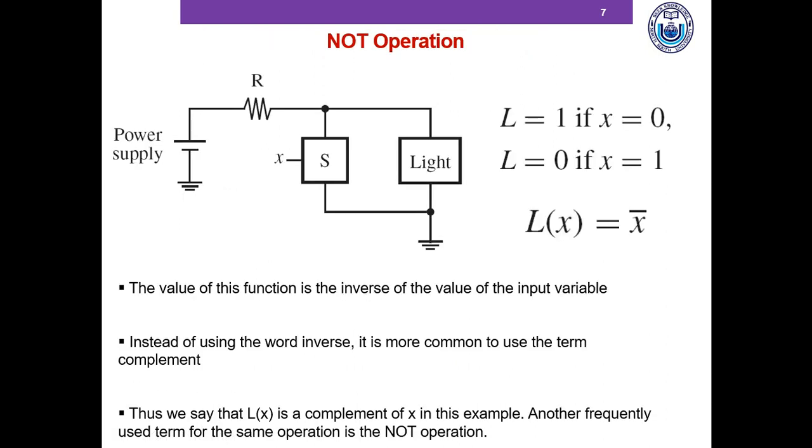So far, we've assumed that some positive action takes place when a switch is closed, such as turning the light on. It is equally interesting and useful to consider the possibility that a positive action takes place when the switch is open. In this logic expression, for instance, the value of this function is the inverse of the value of the input. So when the input is 0, the output is 1. When the input is 1, the output is 0. So when x equals 0, the light is on, and when x equals 1, the light is off.